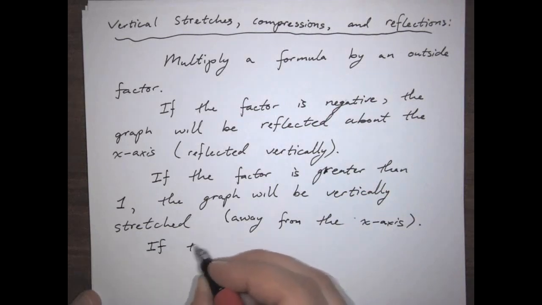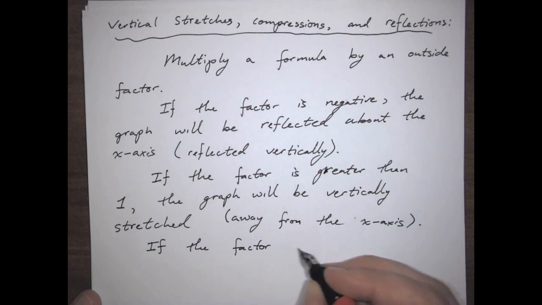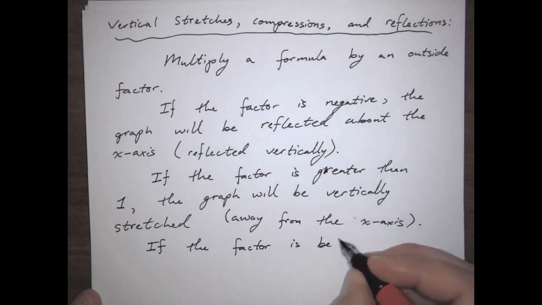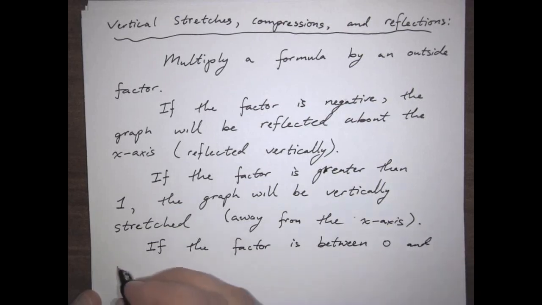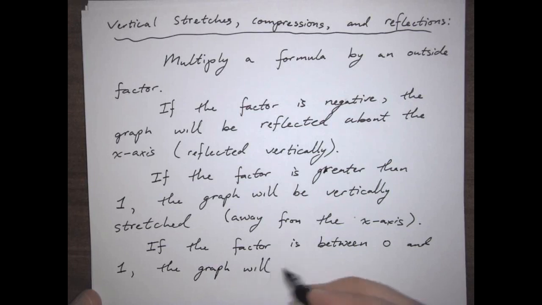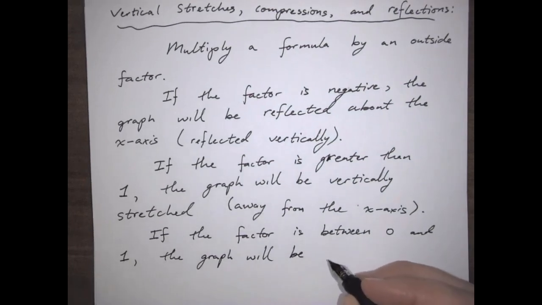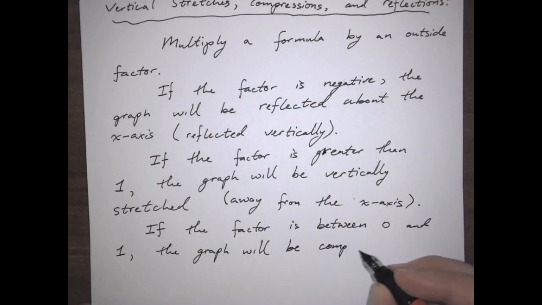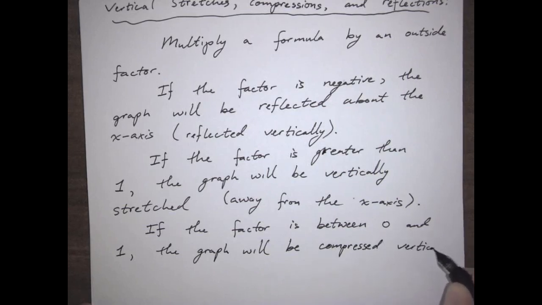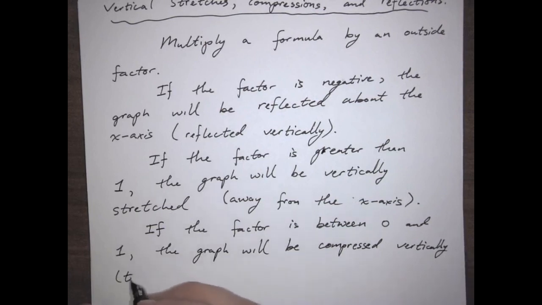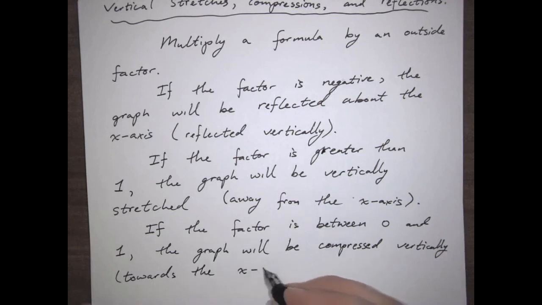If, on the other hand, the factor is between 0 and 1, the graph will be compressed vertically, and that means towards the x-axis.